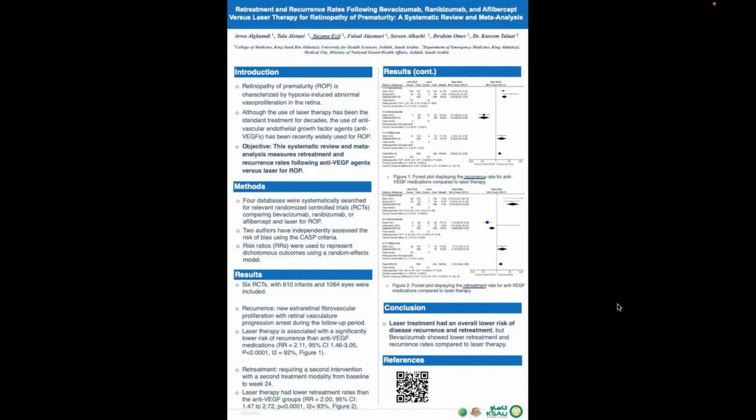Now moving on to the retreatment outcome. Retreatment was defined as requiring a second intervention with a second treatment modality from the baseline of the start of the study to week 24. For this one, laser therapy also showed lower retreatment rates than the anti-VEGF groups, as displayed in Figure 2. It basically shows the same outcome. Ranibizumab and aflibercept also favor laser, while bevacizumab was the only group that favored the anti-VEGF agent, with the overall effect being for laser. The p-value for this one was less than 0.0001, so it was a significant effect.